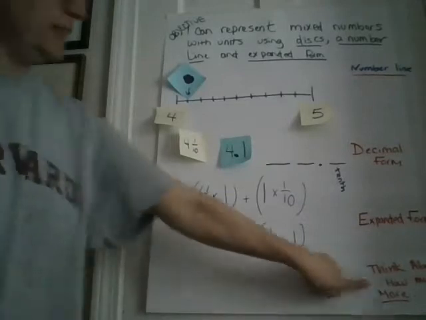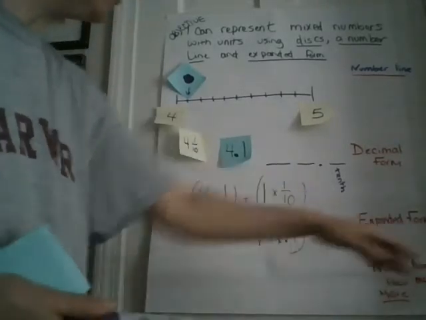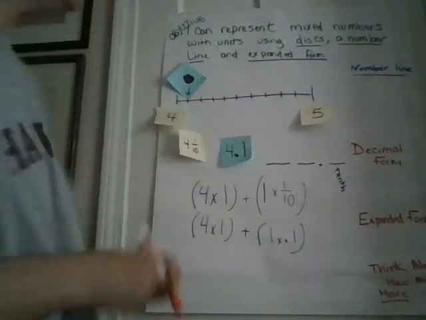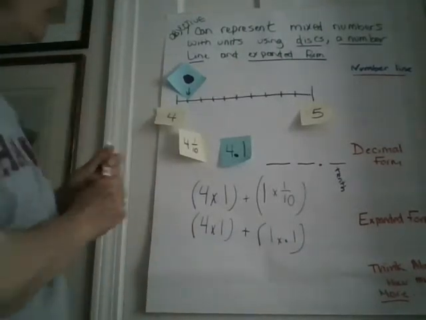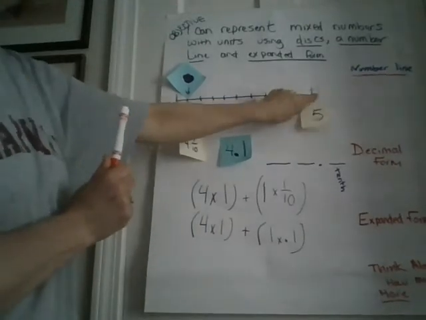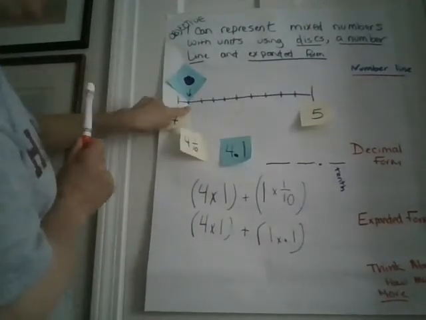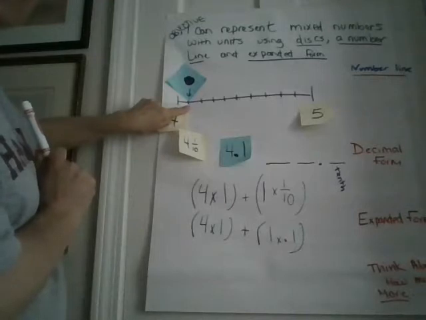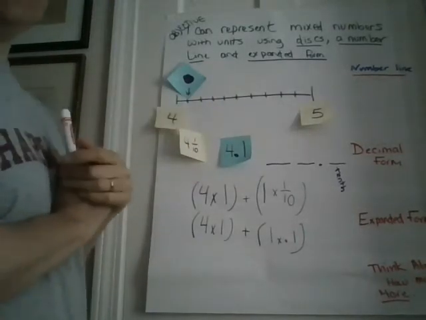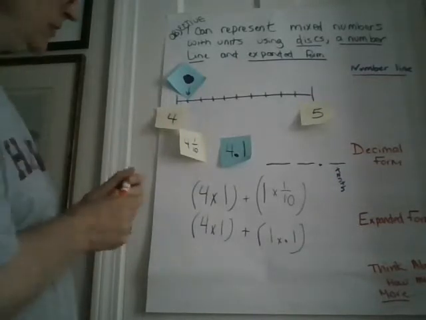Now, Mrs. Smith asked you to please think about more. How much more? What am I talking about? Well, when I say how much more do I have to the next whole, I'm asking you how many more pieces until I get to 5. Well, if I'm at 4.1, how many more pieces of the whole do I need in order to equal 5?